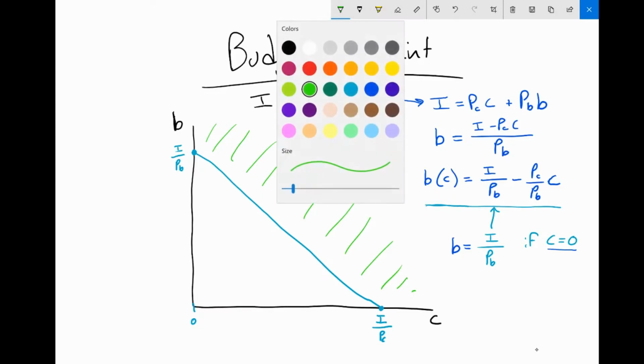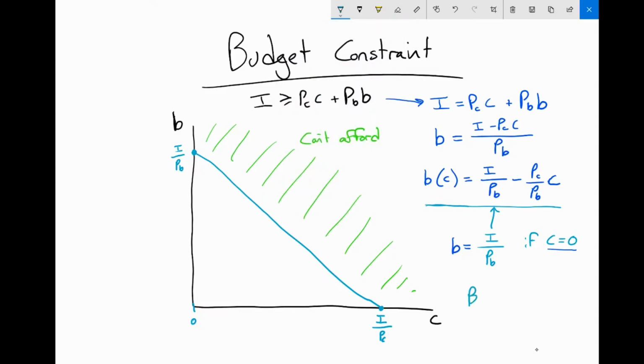This line here, in blue, we call the budget line. We'll use L. They cannot afford any combination of bagels and coffee that is bigger than the bundles described by this line, the budget line.